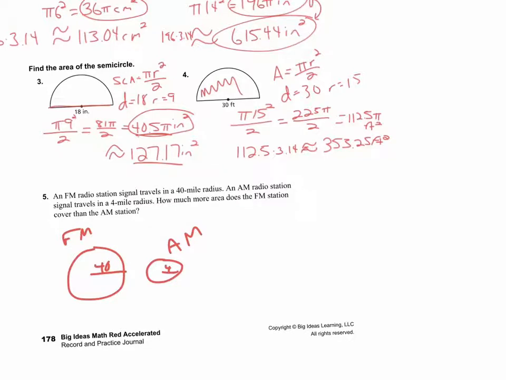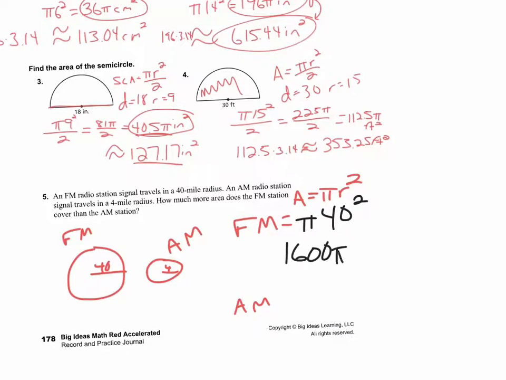So we want to find the area. Again, we're going to use our formula, area equals pi r squared. Let's find the area of the FM, and then let's find the area of the AM. To find the area of the FM, I'm going to do pi times my radius squared, which is 40 squared. That would be 1600 pi, and we're talking about miles squared. And then for the AM, I get pi times radius, which is 4 squared, which would give you 16 pi miles squared.